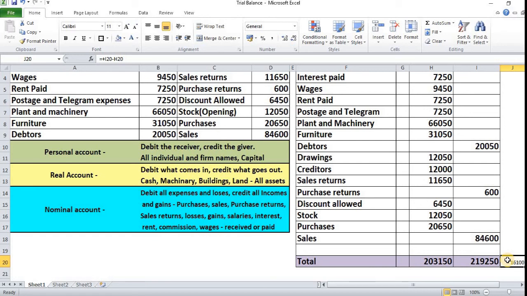For that we will type suspense account in the particulars column and mention 16,100 in the debit amount column. The reason we are mentioning it in the debit amount column is that the debit amount column has less amount compared to the credit amount column. Now the balances are matching with each other. This is how we need to prepare trial balance.